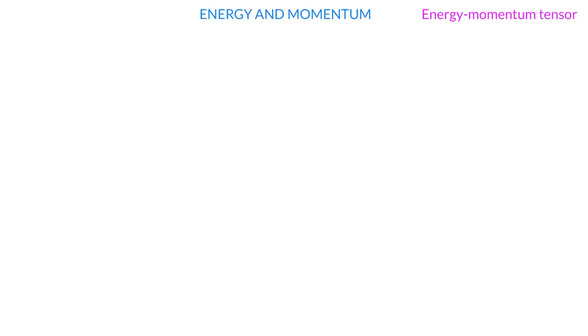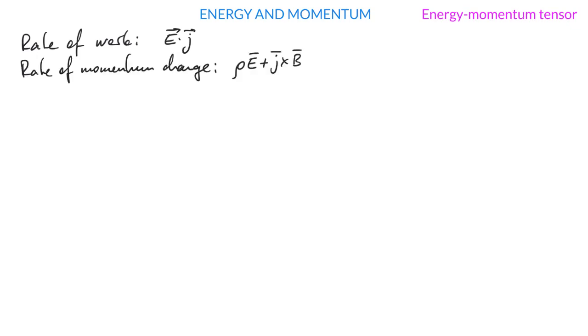Let's recap what we've done about energy and momentum conservation so far. We considered first the rate of work being done by the electromagnetic field on the charged particles, and then the rate of momentum change, which is given by the Lorentz force density. And then we re-expressed the charge and current densities for the particles using Maxwell's equations through the electric and magnetic fields, and worked out the balance of energy and momentum in the system.